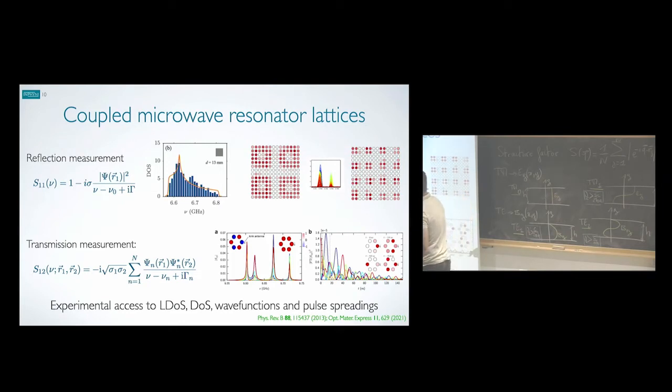In reflection, we can build, on a given frequency range, the local density of states for a fixed position, and by averaging, the density of states. If we fix the frequency, by moving the position, we can build the intensity of the eigenstates. And from transmission measurement, from a fixed antenna to the movable one, we have access to the amplitude and the phase of the eigenstate, and we can simulate pulse spreading.